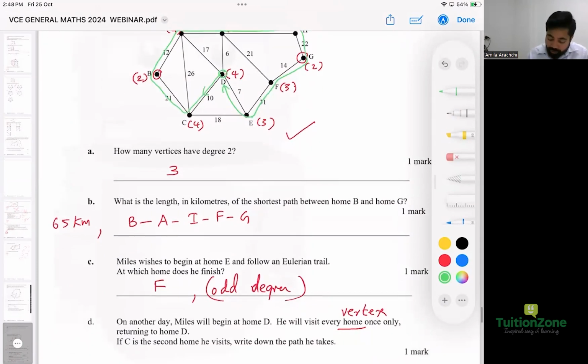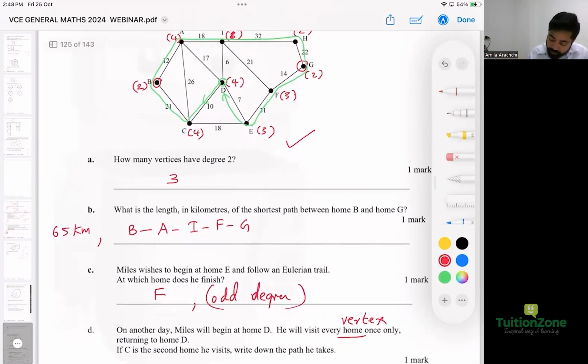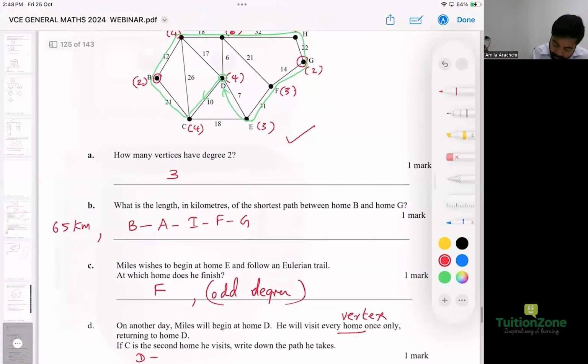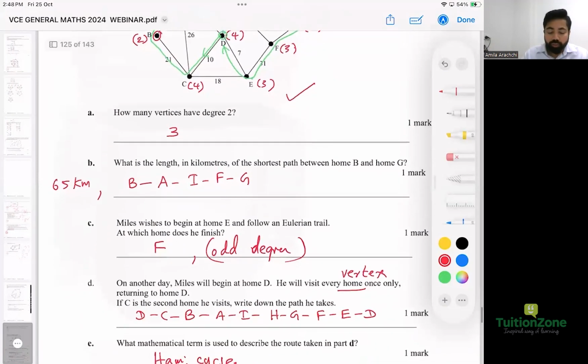Yeah, just go around. So answer is DCB. I go the same path. DCB, AI, HG, FE, D. There you go. So that's the answer. All good? That makes sense.